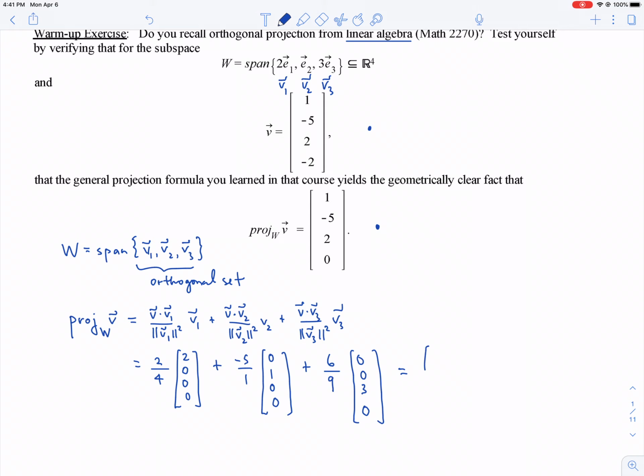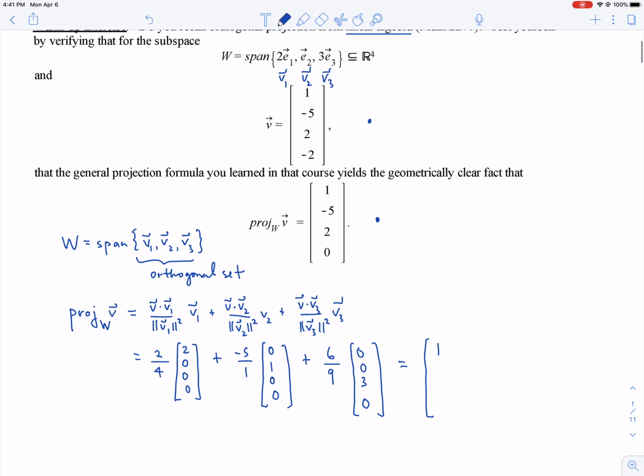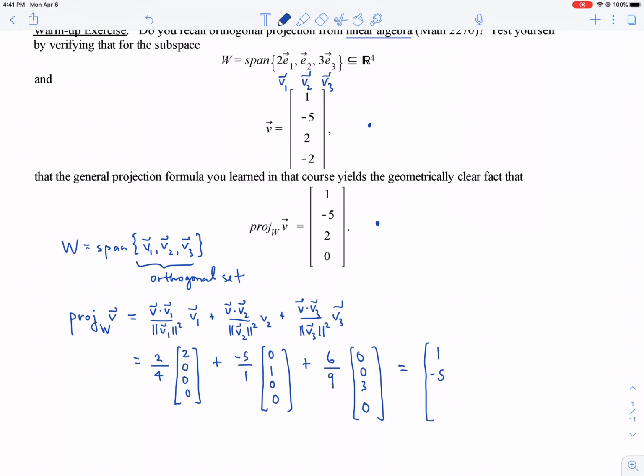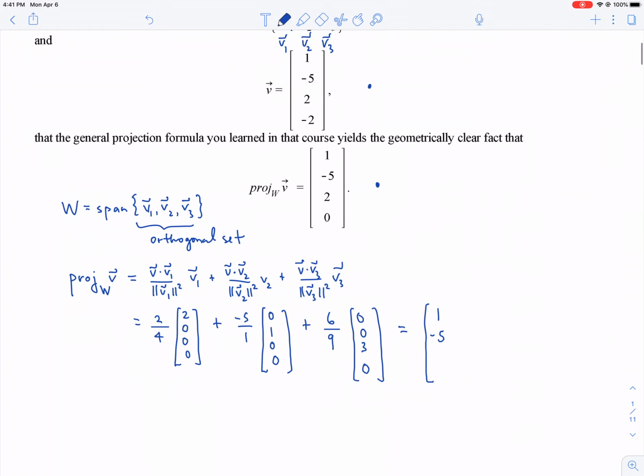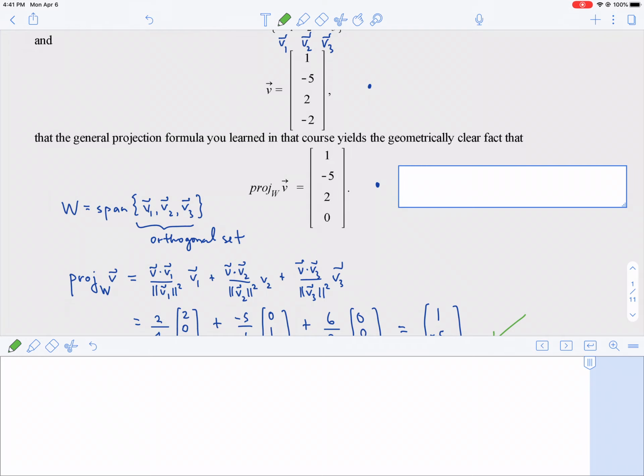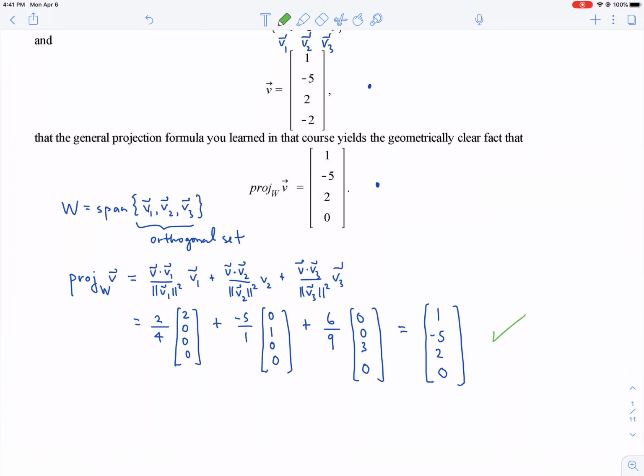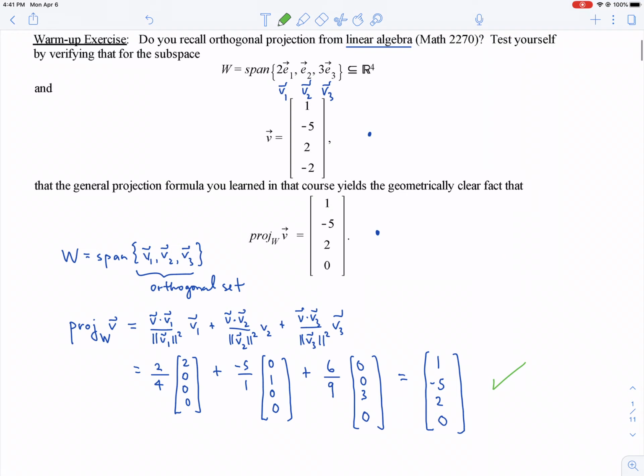And let's see what we get. So the only thing contributing to the first entry is the first guy, and we get one half of 2, which is 1. The only thing contributing to the second entry is the second guy. We get minus 5. And in the third entry from the third guy, we get 18 over 9, which is 2. Ta-da! Okay, so that's what we were supposed to get.